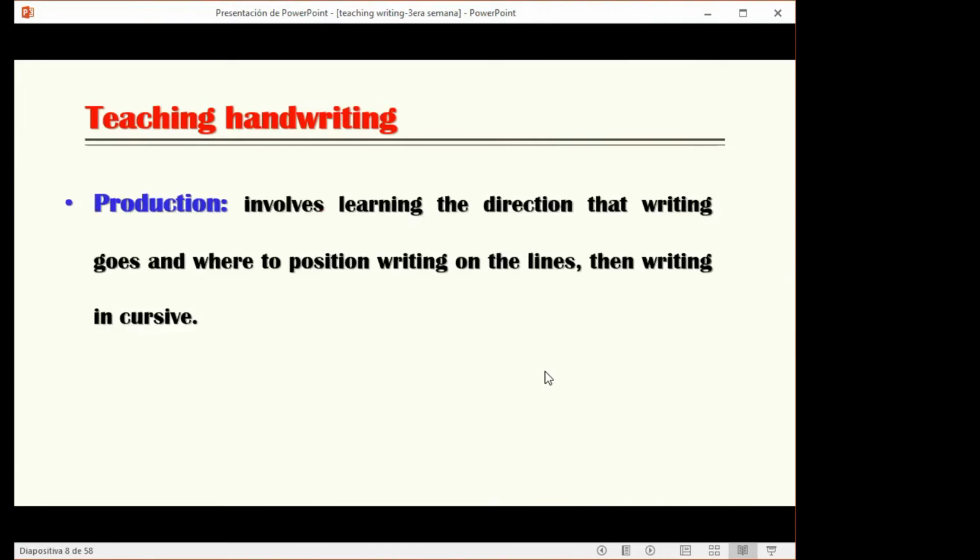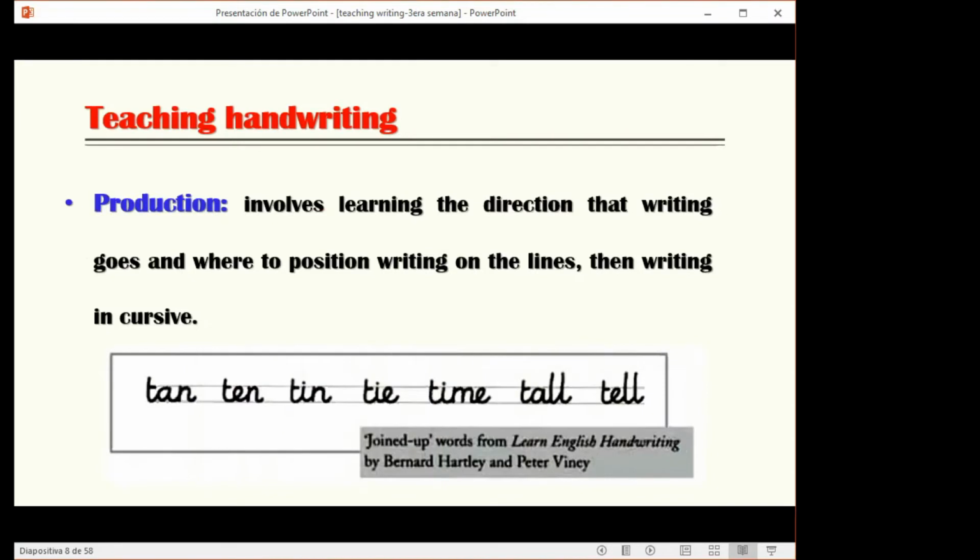Now, the production. After recognizing, they need to produce. So production involves learning the direction the writing goes and where to position writing on the lines, then writing in cursive. So here you have joined up words from Learn English Handwriting, by Bernard Hartley and Peter Binze. They start drawing 10, 10, in a cursive way, following the lines, to write these graphemes: tin, tie, tam, to, te.